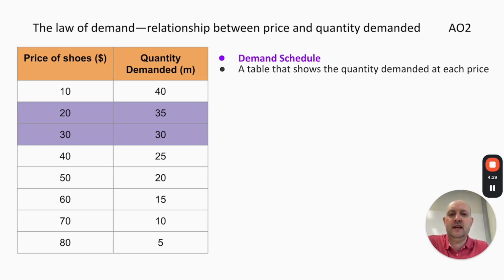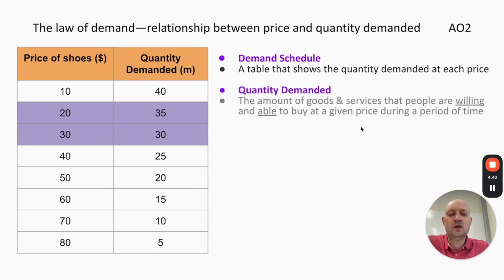So what we've got on the left here is a demand schedule. A demand schedule is a table that shows the quantity demanded at each price. So let's work out what each of those bits means. Quantity demanded is the amount of goods and services that people are willing and able to buy at a given price during a period of time.